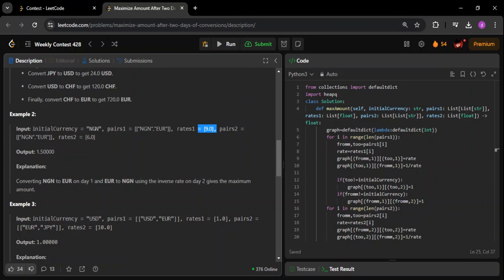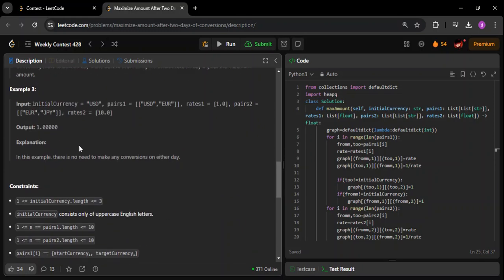Coming to day two, this is the conversion rate, but I have to go to the reverse of that. Remember that the reverse is 1/6. That is, I have 1 euro that should be converted to 1/6 NGN. Currently I have 9 euros, so 9 will convert to 9 into 1/6, which you can calculate. It's coming as 1.5. So at the end of the second day, you are having 1.5 NGN. You started with 1 NGN. At the end of day two, you are having 1.5 NGN.